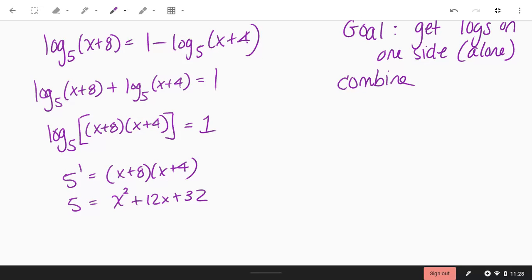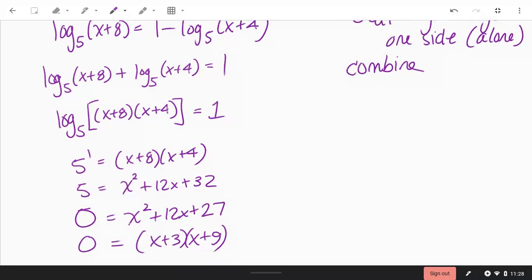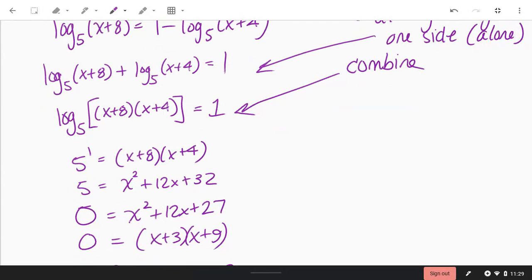Get the 5 to the other side. And now factor it. Your zero product property only works when the product is 0. Okay? So now we get an answer of x equals negative 3 or x equals negative 9. Okay? I'm going to go back here. So we got all the logs on one side here. We combined here. We're going to put it in exponential form.